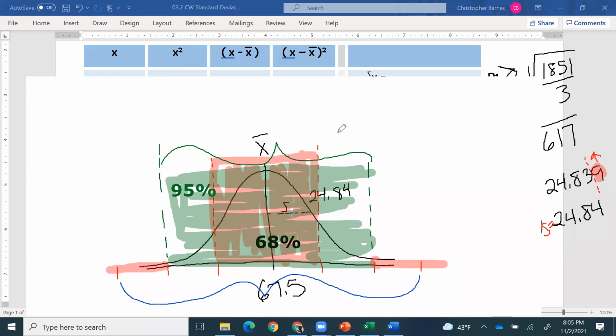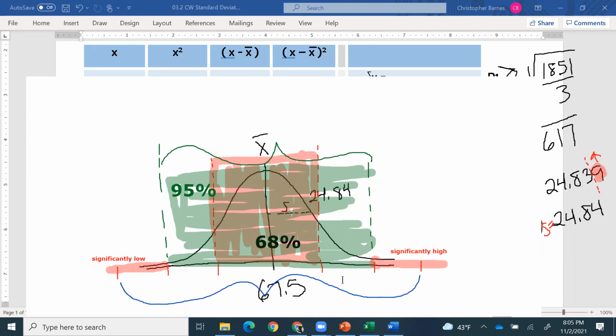If you might remember, the textbook argued and talked about how if values are 2 standard deviations above the mean, we say it's significantly high. If a score is 2 standard deviations below the mean, we say it's significantly low.